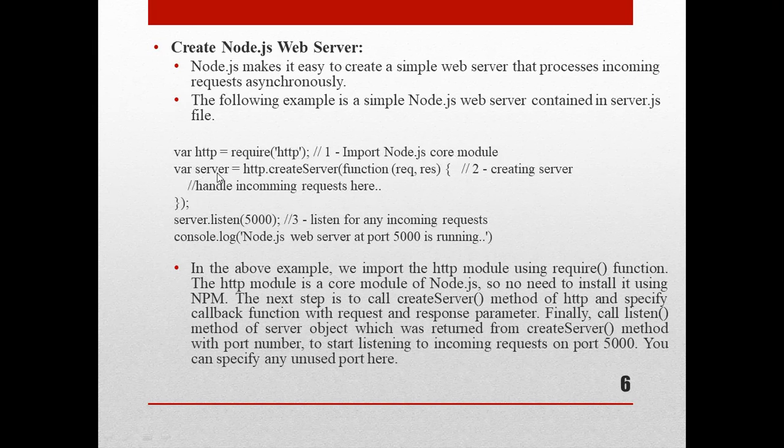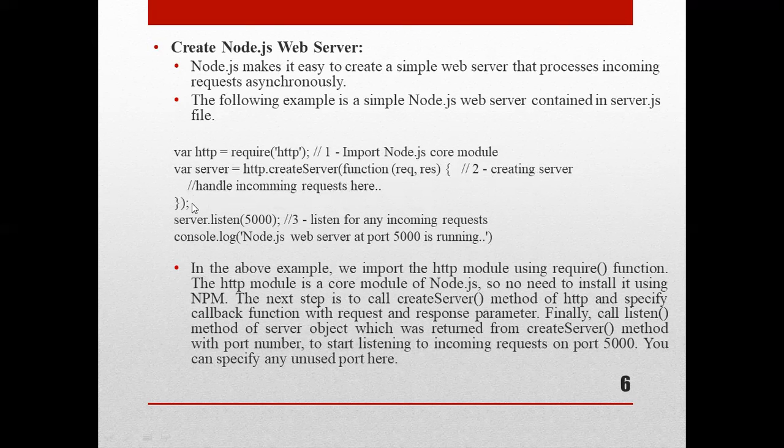Then another variable, server. Now we are going to use the inbuilt methods from that core module, http. This is a method of the http module: http.createServer. We are going to use that method for creating the server. In the brackets we write one function with request, response. This method is used for creating the server and you can write some code here for handling that request.